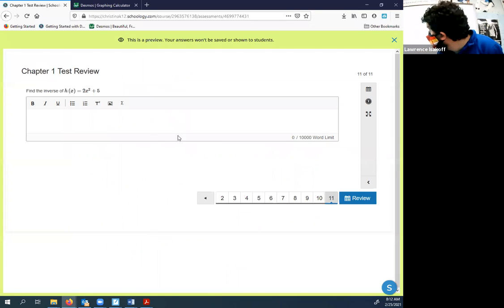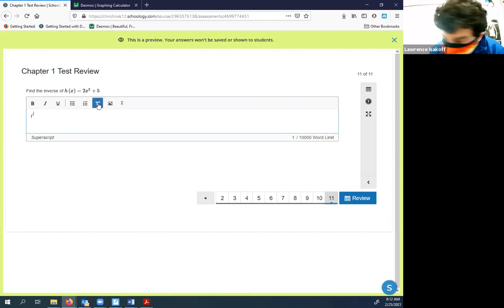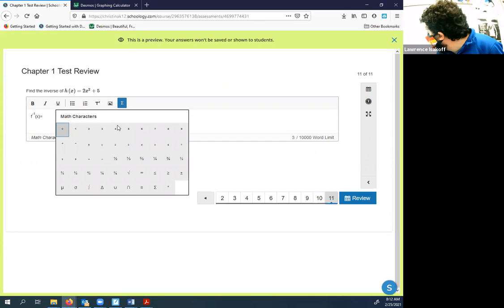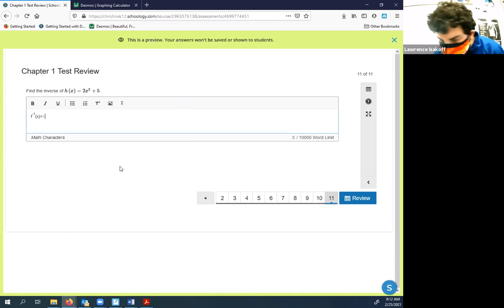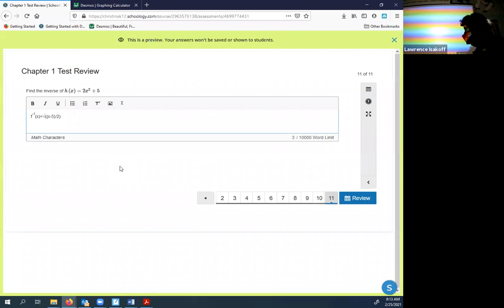So here, f inverse of x is equal to, then I'm going to need to use this for the square root symbol. And then I'm just going to put the entire thing in parentheses behind it, x minus 5, close those parentheses, divided by 2, close that other parentheses to say it's all under the square root. And we're done.